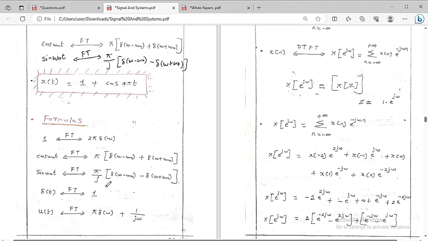And for delta of t, the Fourier transform is 1. And for u of t, the Fourier transform is pi into delta of omega plus 1 by j omega.